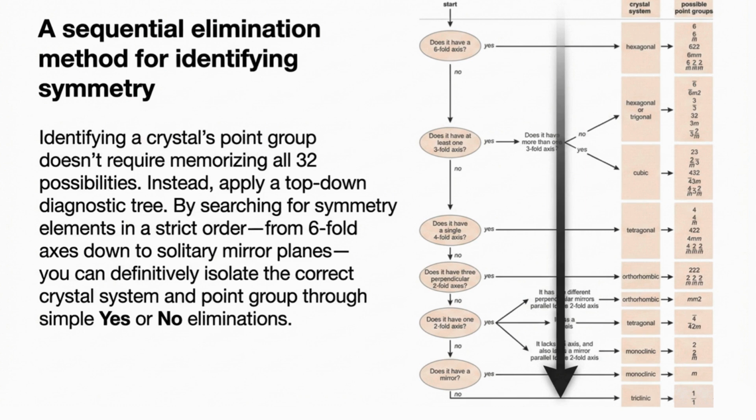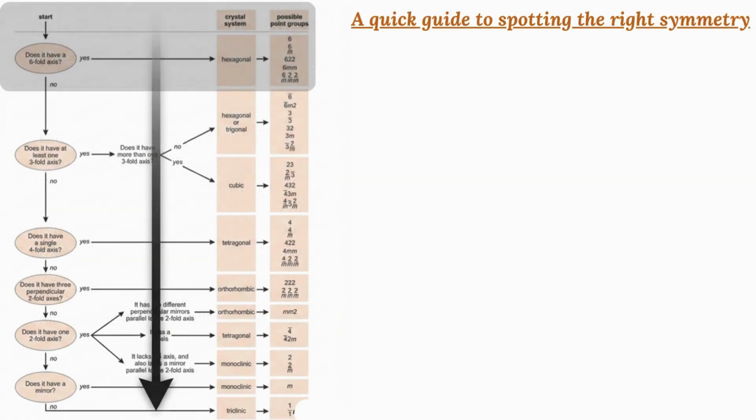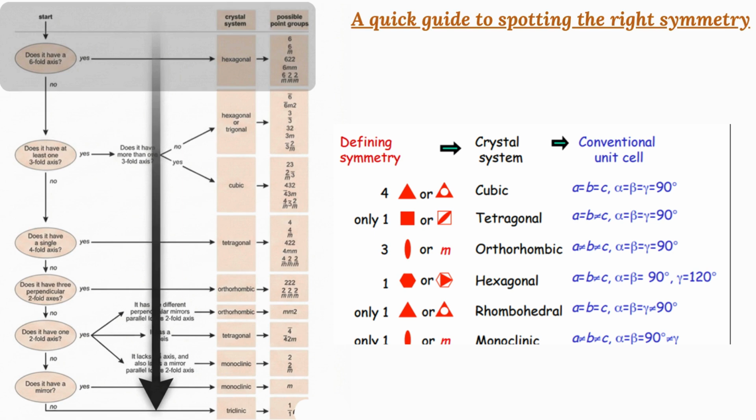Here we use the top-down method. It's a very simple method. By using yes or no, we can eliminate the rest of the point groups and find the one we are interested in. Before starting that method, we should recollect the defining symmetry of the different crystal systems. We are repeatedly stressing the importance of defining symmetry. In this video also we will see again how the defining symmetry helps us to identify the different point groups.